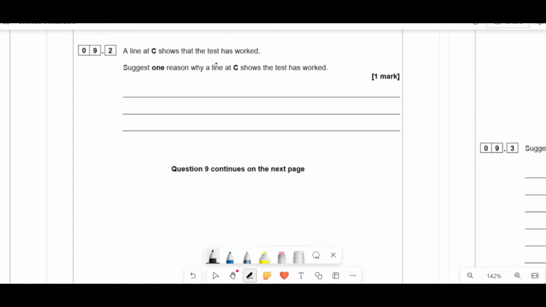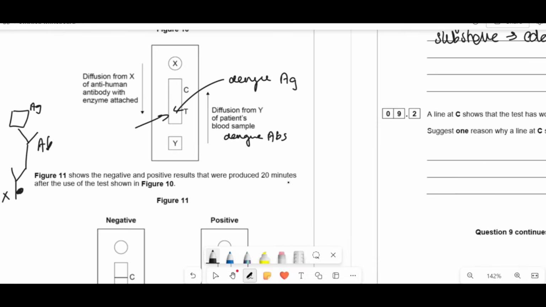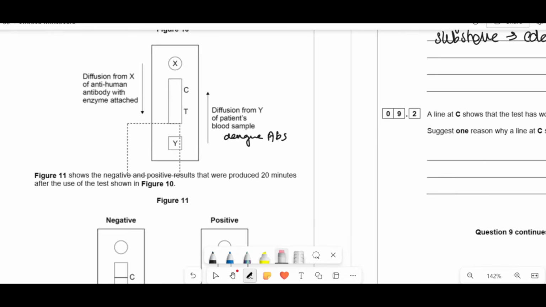At line C, it's shown that the test has worked. So just one reason why a line at C shows that it has worked. Here, if I just rub out all the scribbling I've done now, one sec, right? This is the test when it's not had anything on it.